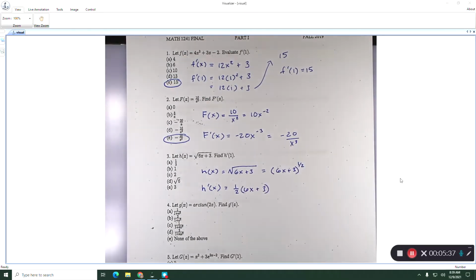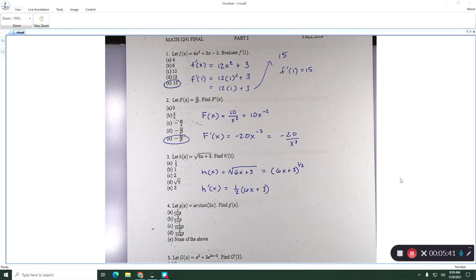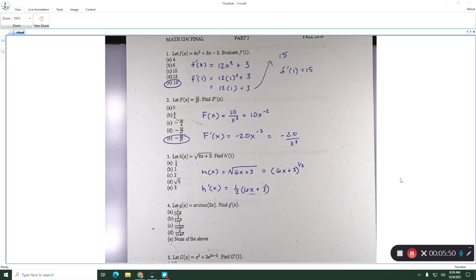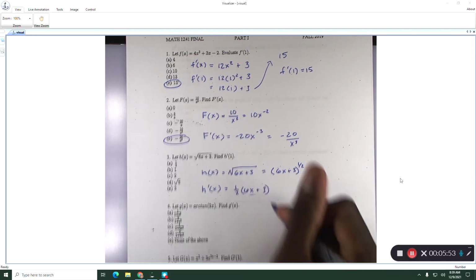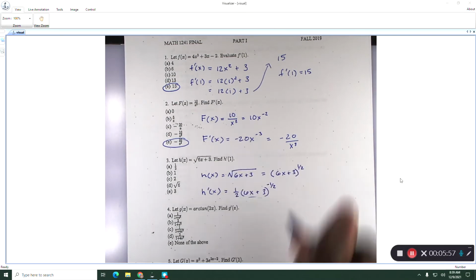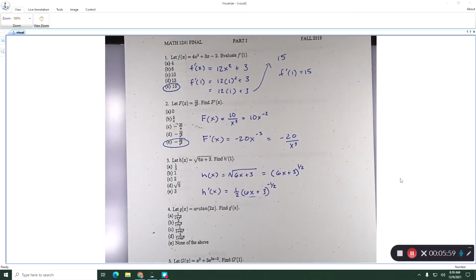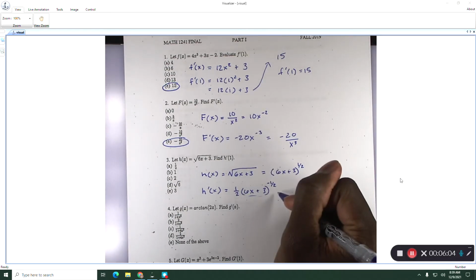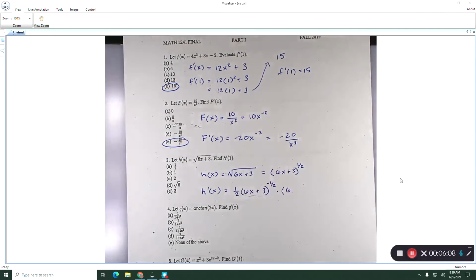Now, here's an instance where we're going to have to utilize the chain rule. We have a function inside a function. The function that's inside is 6x plus 3. So we've already taken the derivative of the outside. And let me finish that off. 1/2, and I'm going to subtract 1 from the exponent. I've already taken the derivative of the outside. Now the derivative of the inside function, the derivative of 6x, is just going to be 6. And the derivative of 3 is 0.